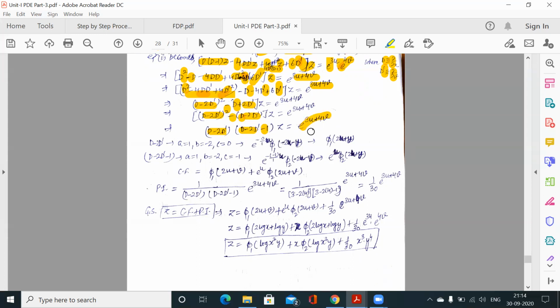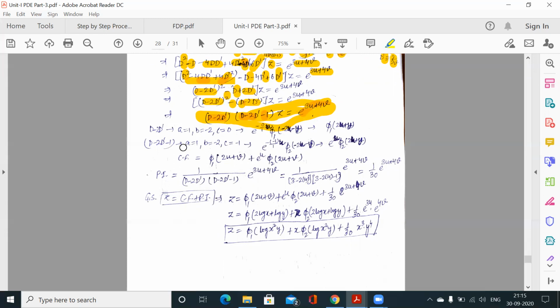Now this is a linear partial differential equation with constant coefficients, and we know how to solve this equation. We have to get the CF and also the PI, because the right hand side is non-zero. This is a non-homogeneous equation. But z is the dependent variable, and u and v are the independent variables. Keeping that in mind, we will write u, v in place of x and y.